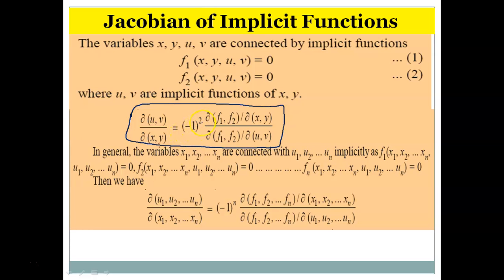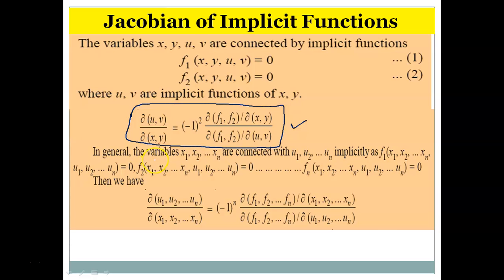power 2, because we are discussing the case of transformation of two variables to two variables. So del(f1, f2) divided by del(x, y), divided by del(f1, f2) divided by del(u, v). So using this formula you can find the Jacobian of such kind of implicit functions when the variables are connected by implicit functions. Here we have considered the case of two variables.